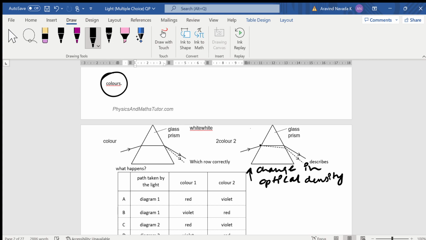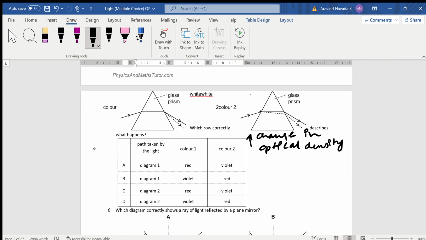This is diagram 2. So we have option A, and B is ruled out. So there's C and D. As I mentioned earlier, red light bends the least. So this is red, and this is violet. So our correct answer is C, diagram 2. Color 1 is red and color 2 is violet.